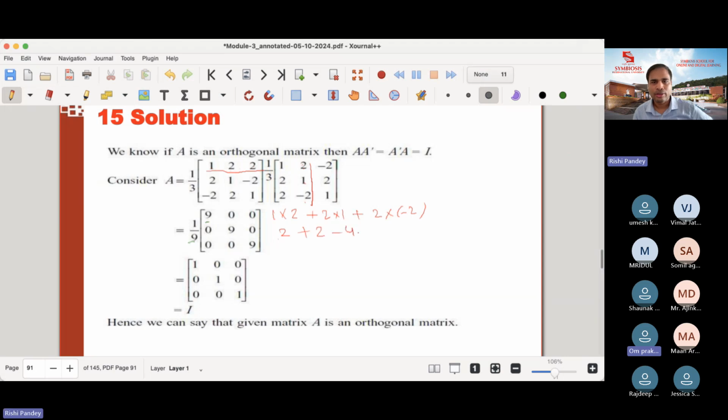Your values. Yes, sir. Done. So similarly, check all other values. Check the third one is also 0. Then again, second row, first column, second row, second column, second row, third column, third row, first column, third row, second column, third row, third column. And check your values. Please check also, everyone. 0. And you will get these values.